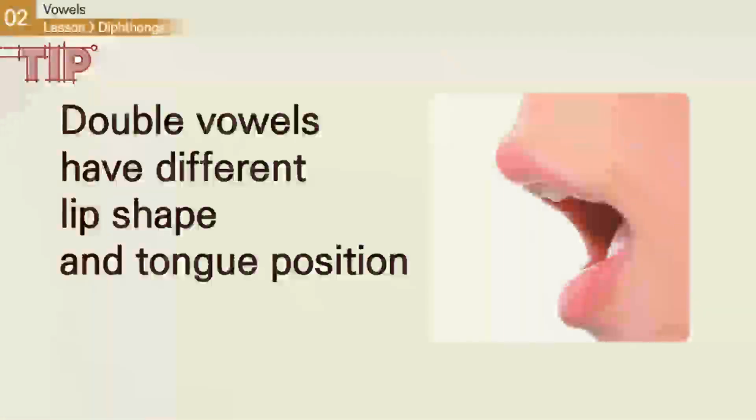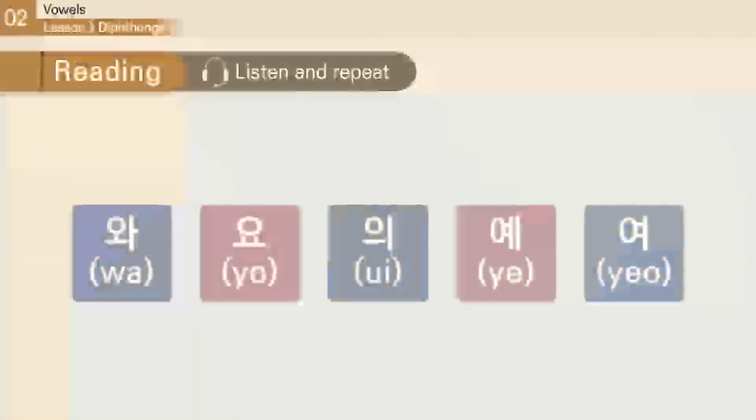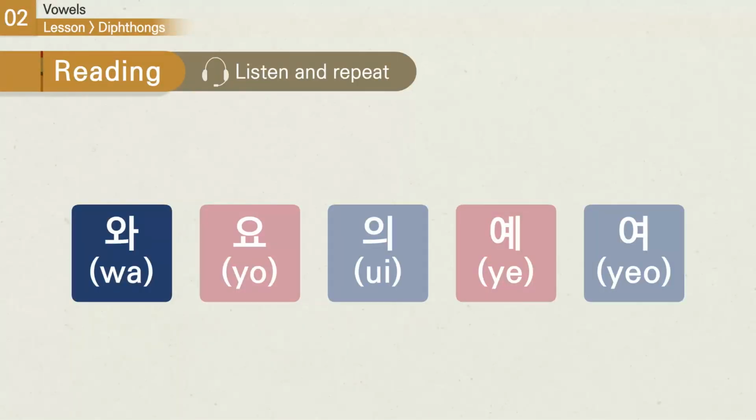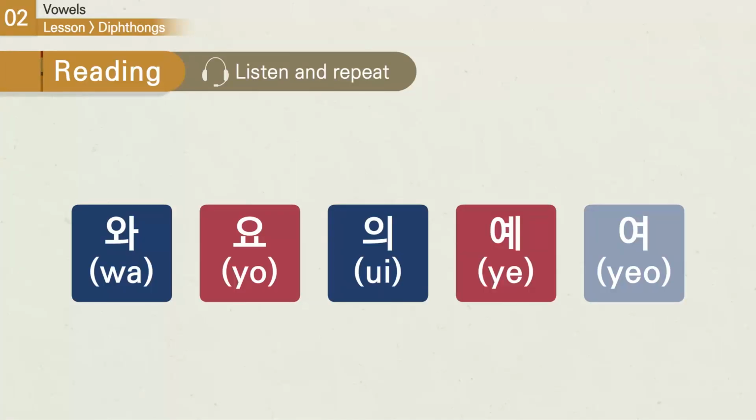Diphthongs, unlike single vowels, require you to change the shape of your lips or position of your tongue. It's also important to remember that you should do this quickly to pronounce them correctly. Let's try reading these together. Listen and repeat after me. 와, 요, 의, 예, 여.